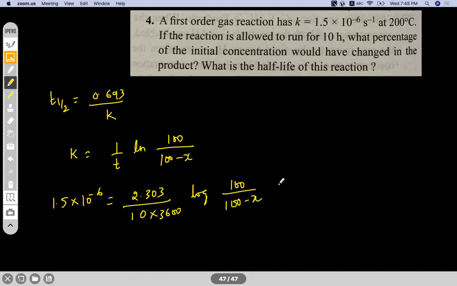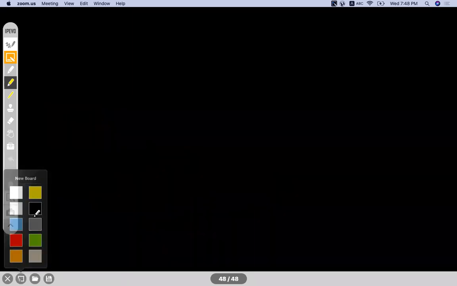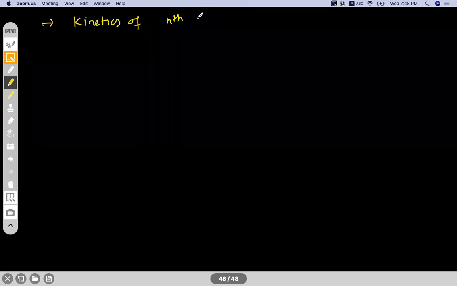Okay, fine. One last thing we'll discuss for today. We have discussed first order, zero order, second order reaction, and the expression of concentration with time for various different order reactions, correct? Sometimes they'll give you an nth order reaction, and you should know the relation of nth order with time. So next, we are doing the kinetics of nth order reaction.